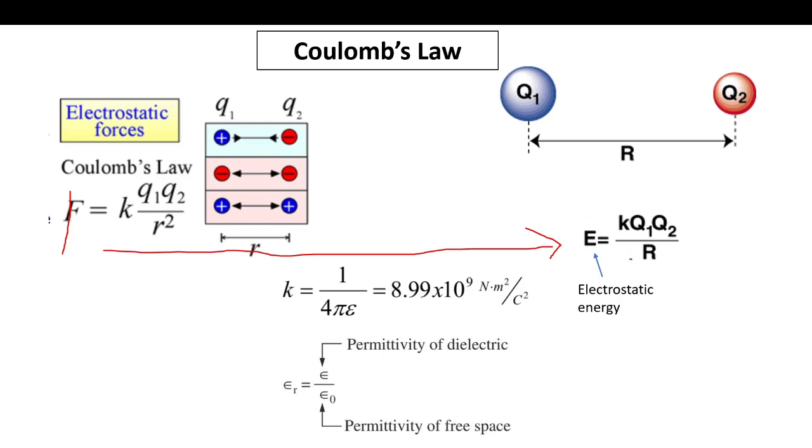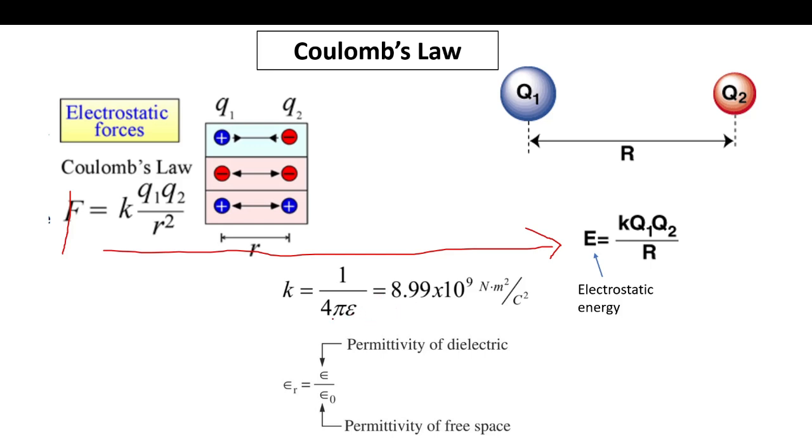In our question they are asking about electrostatic energy, and this is the formula we need to follow. Now what is K in mathematical form? K is equal to 1 by 4 pi epsilon. Epsilon is known as the permittivity of the medium, and it also gives an idea about the dielectric constant of the medium. This value is given as 8.99 into 10 to the power 9, under vacuum.